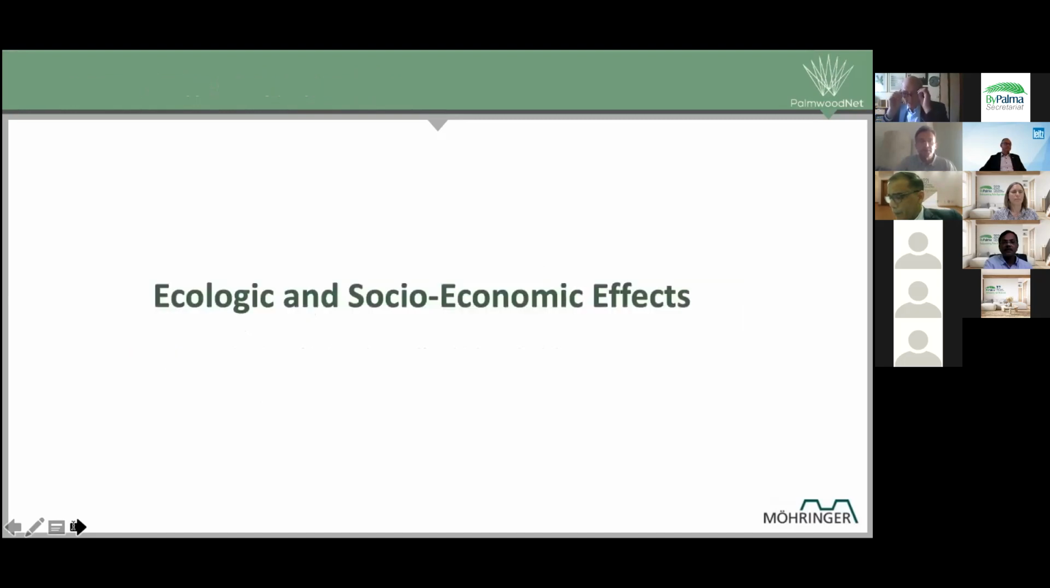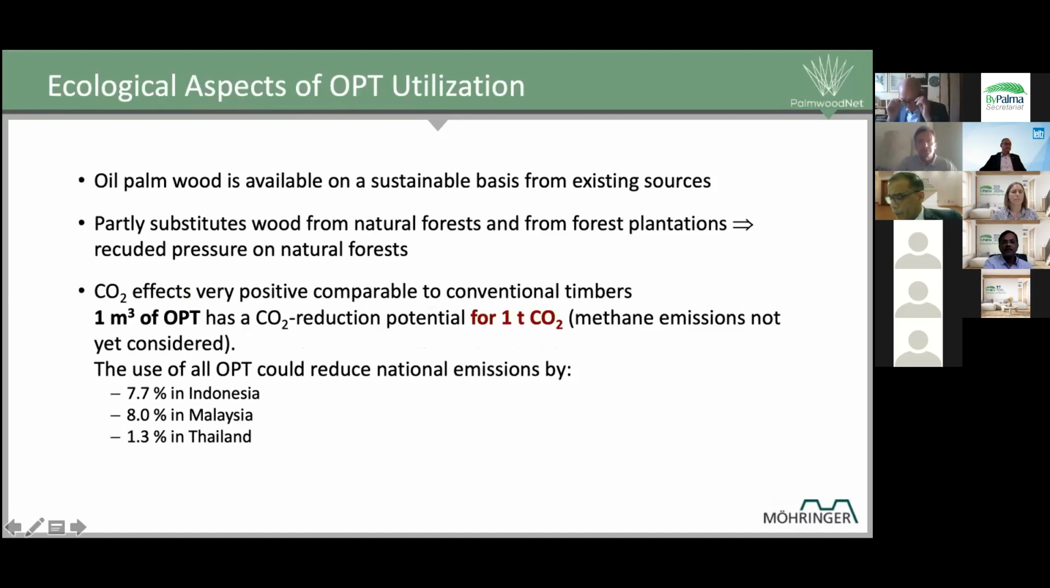This also was mentioned already by Professor Frivola. I just mention one figure. So 1 cubic meter of OPT can lead to a CO2 reduction of 1 ton CO2. So this is quite considerable in the total project.